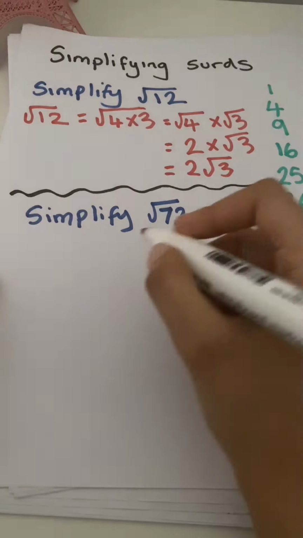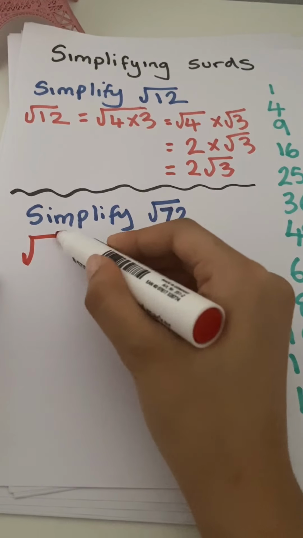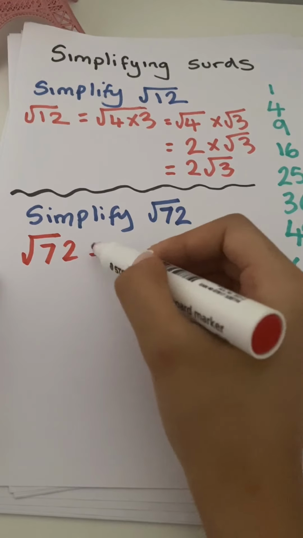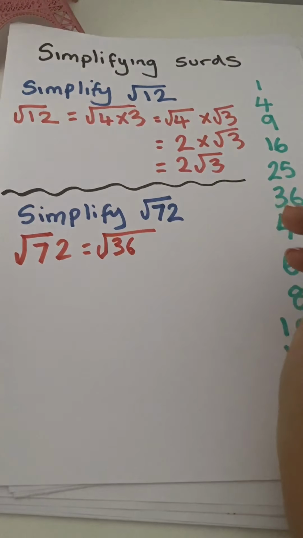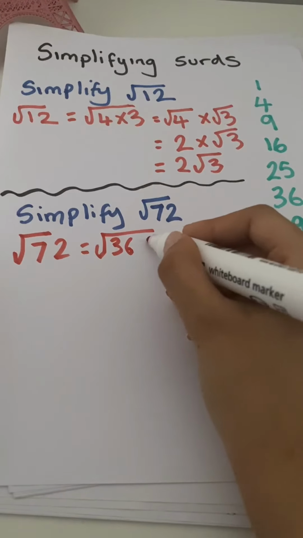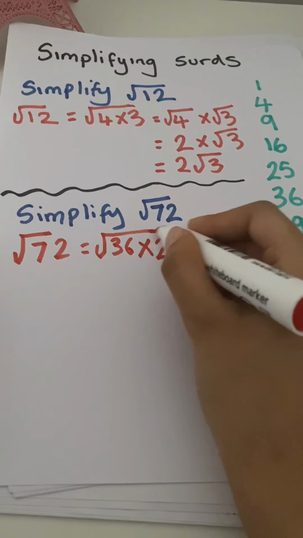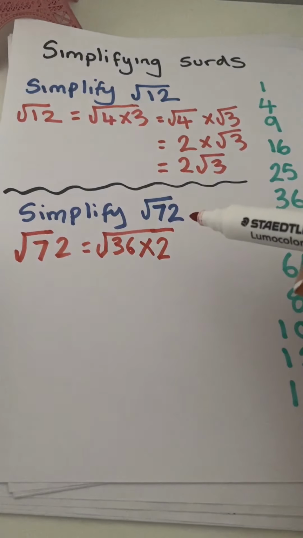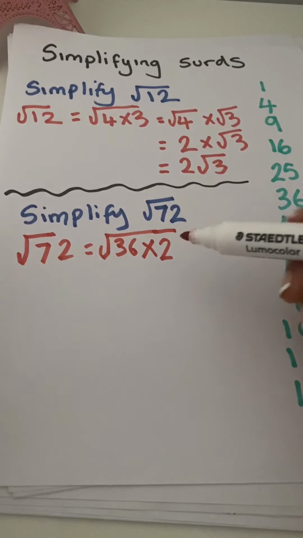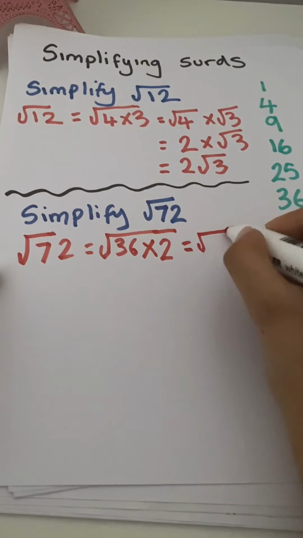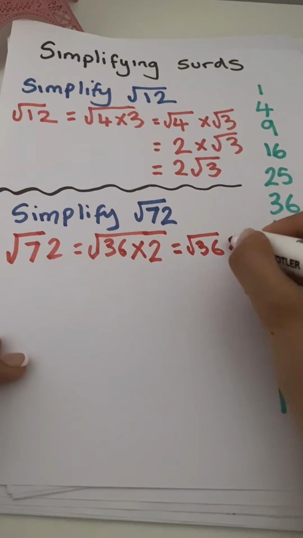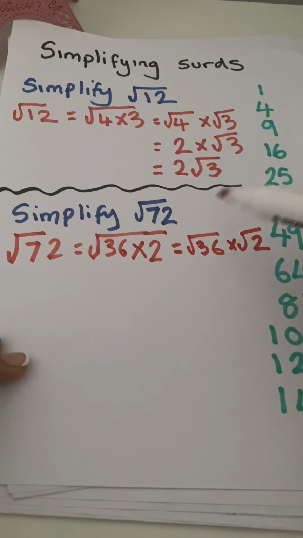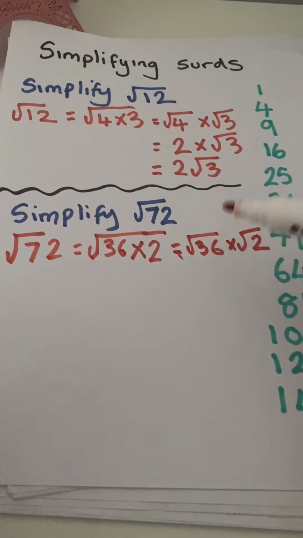So I'm going to split 72. So the square root of 72 using 36. And what do I multiply 36 by to give me 72? Well, that's going to be 2. So the square root of 72 equals the square root of 36 times 2. I can further split this up to being the square root of 36 times the square root of 2. Remember again, you always write the square number first because that's the one we can further simplify.